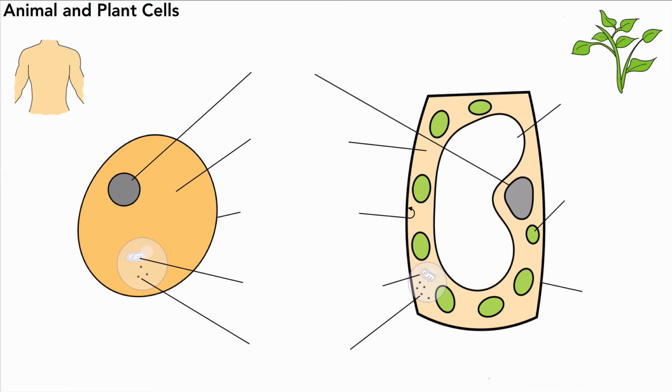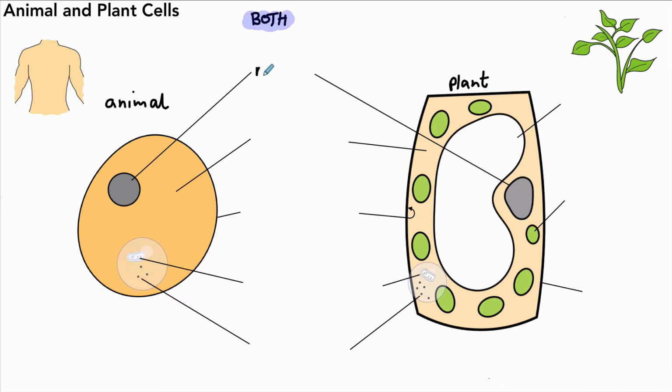Now, you've probably done this a few times before, but it's important that you know what all the different parts are and the function of those parts. So here is our animal cell on the left, and this is our typical plant cell on the right. The first labels are fairly straightforward, and these are 5 parts found in both plant and animal cells.